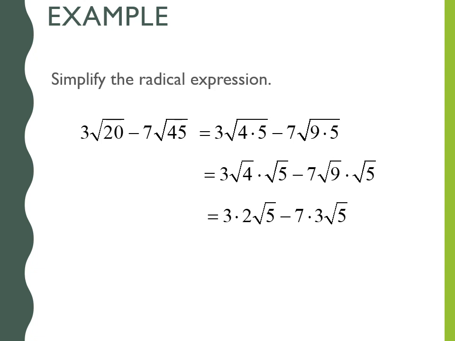3 times 2 is 6, 7 times 3 is 21. Now my index and my radicand are the same, so all I'm going to do is focus on those outside numbers, which are 6 and negative 21. So 6 minus 21 leaves me with negative 15 square root of 5.